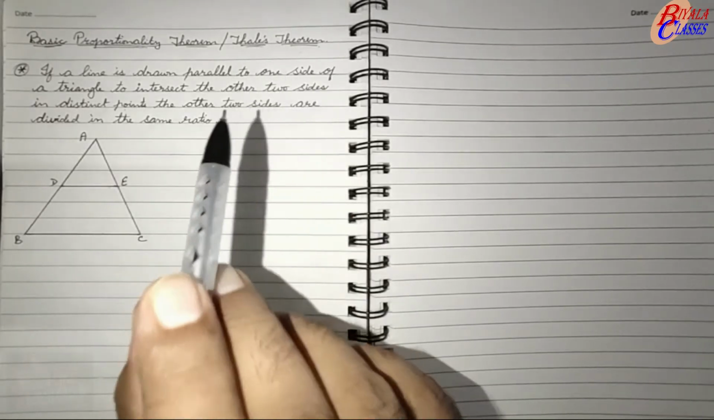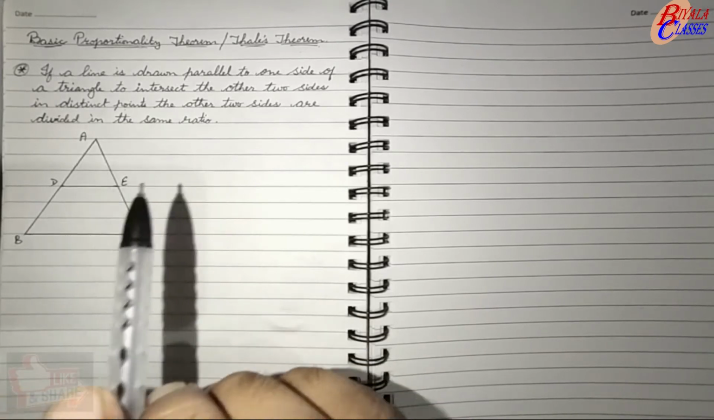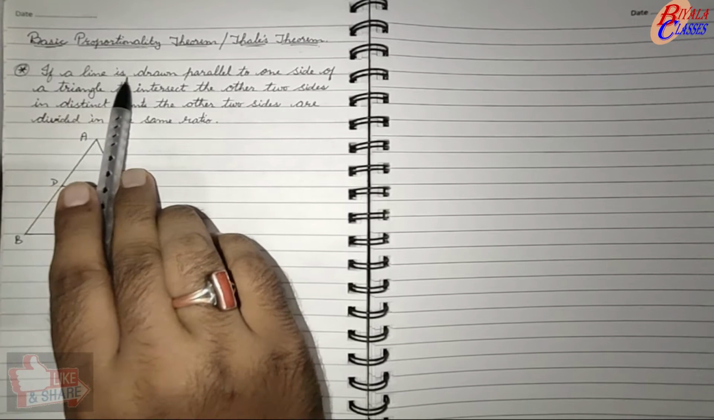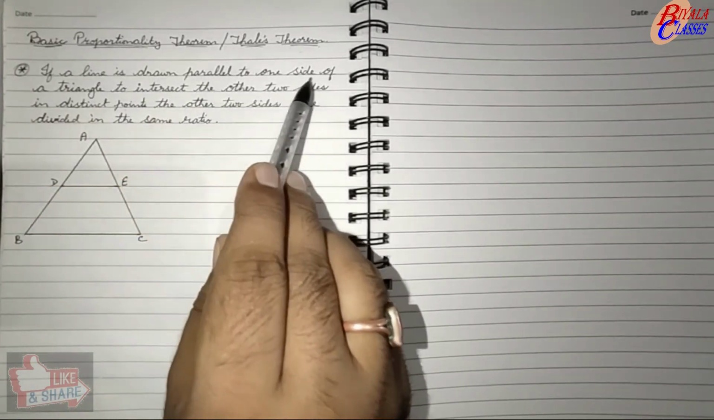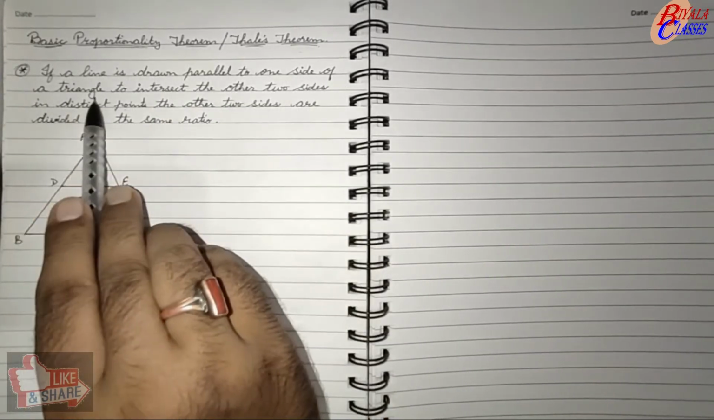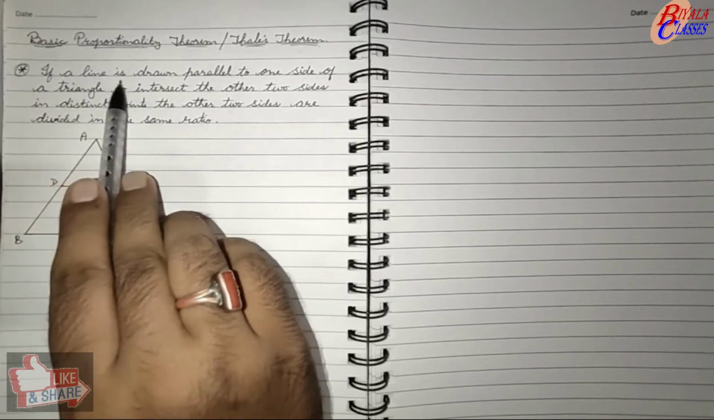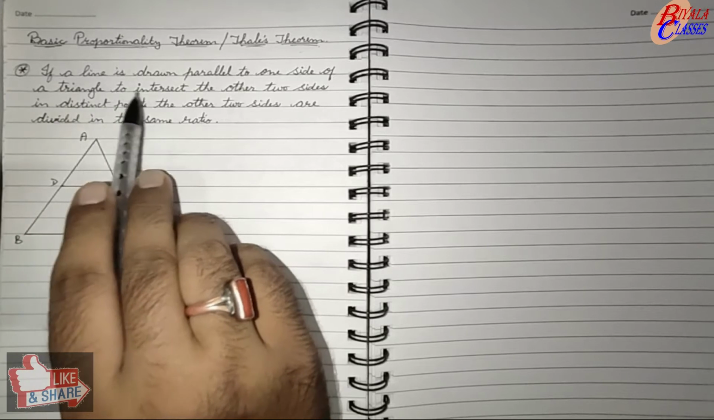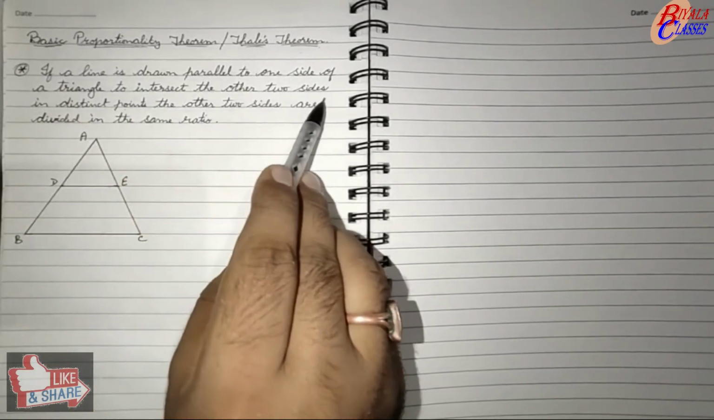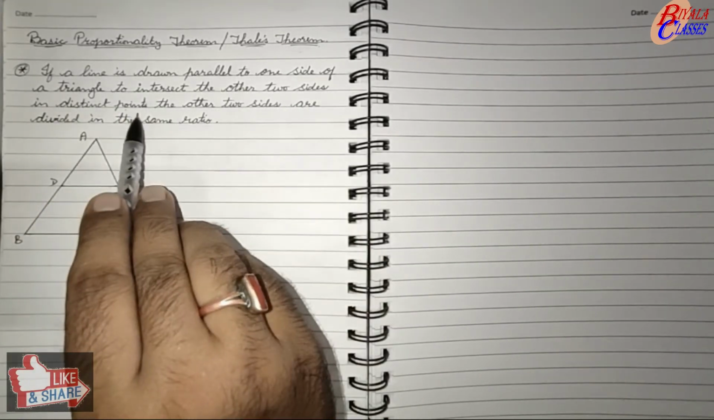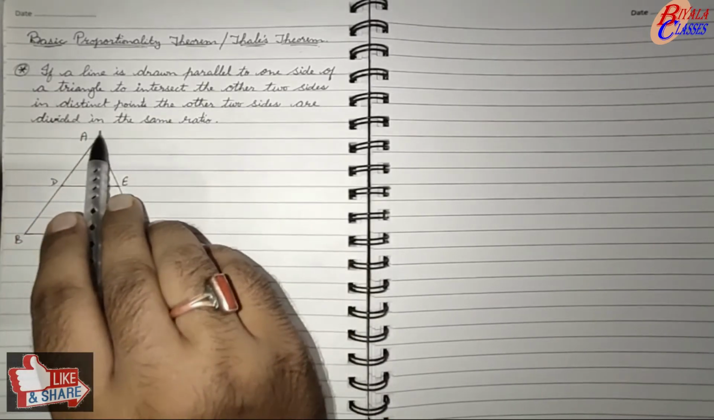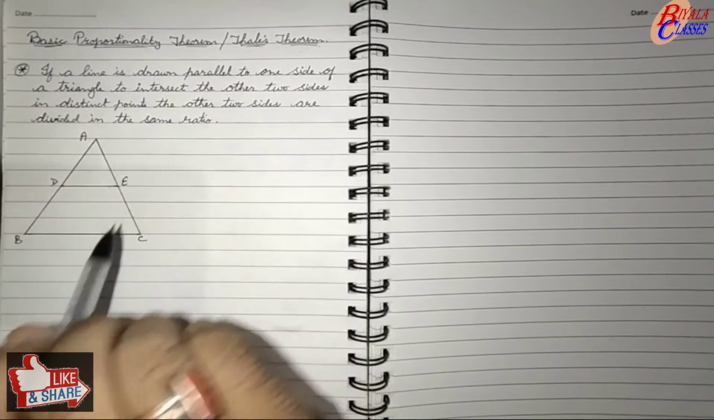So first let us understand what the theorem says. The statement is, if a line is drawn parallel to one side of a triangle to intersect the other two sides in distinct points, then the other two sides are divided in the same ratio.